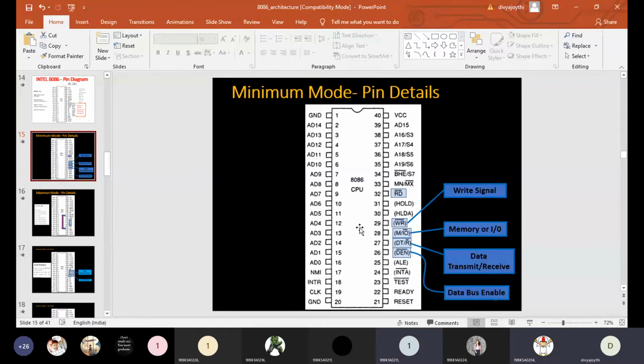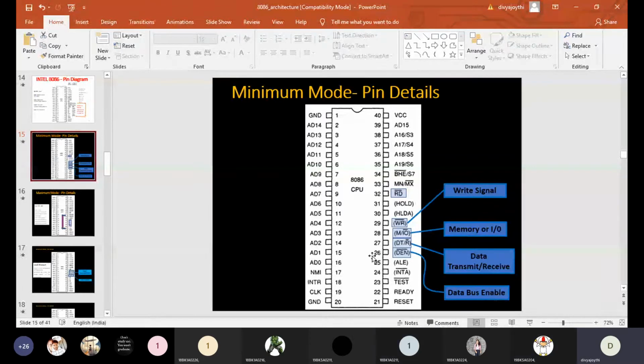Next, pin number 26, DEN bar. DEN bar means data enable. 25 is address latch enable. 26 is data enable. The same functionality will be done by 26, but the difference is that if 25 is receiving 1, multiplexed pins will have address information. If 26 is receiving 0, then multiplexed pins will have data information. Guys, are you following me?